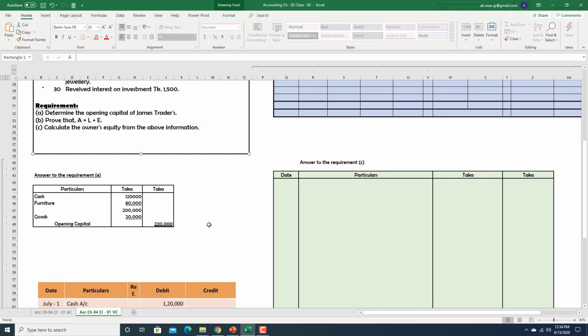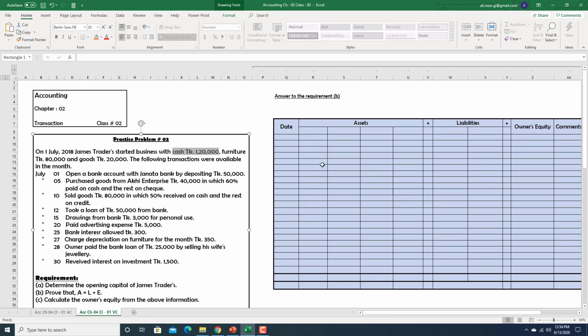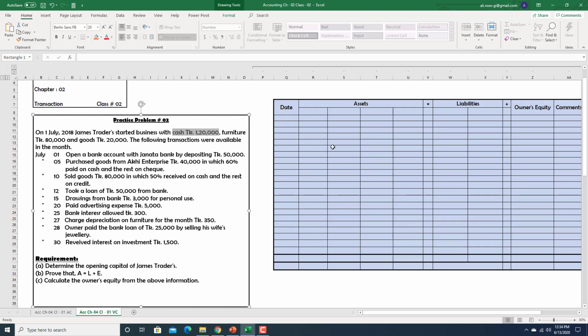So let's start solving requirement B. First we need to identify the assets and liabilities accounts. Owner's equity is fixed, so let's read the question to find how many assets accounts we have.